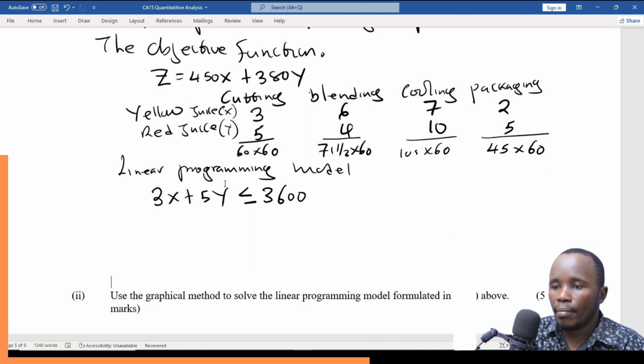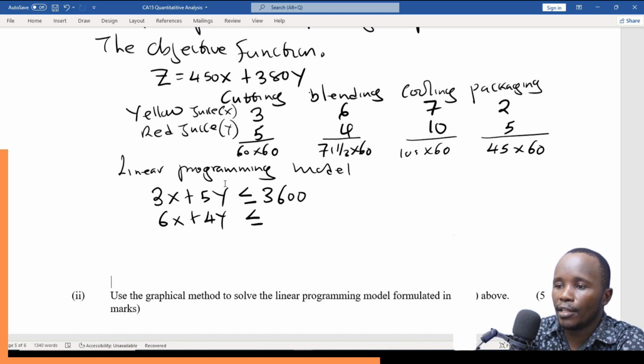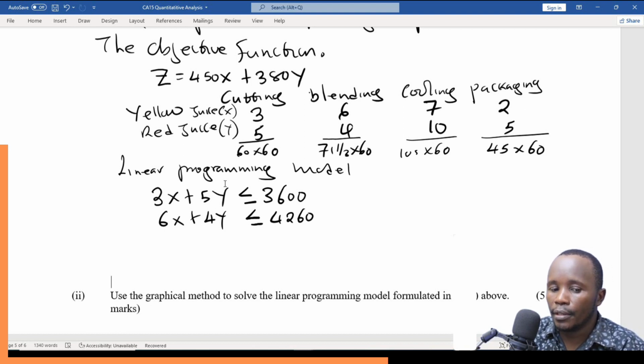The next one is on blending. 6x plus 4y is less than or equal to, take 71 and a third times 60. That will give you 4,280. And the next one is cooling, where we have 7x plus 10y is less than or equal to 105 times 60, which gives you 6,300.